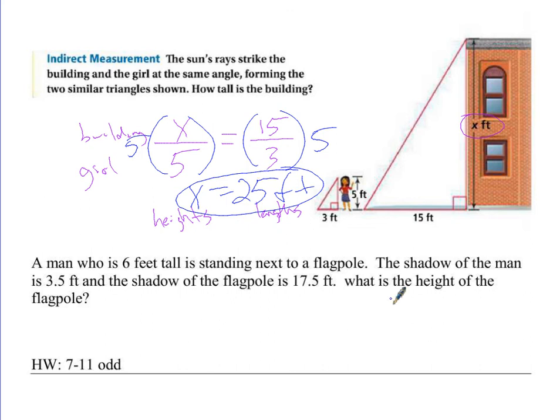Okay, a man who is 6 feet tall is standing next to a flagpole. The shadow of the man is 3.5 feet, and the shadow of the flagpole is 17.5 feet. What is the height of the flagpole? Very similar problem. Go ahead and give that one a shot.